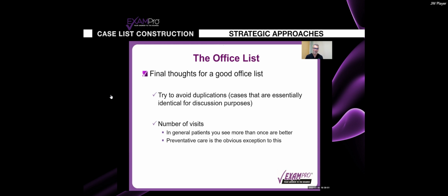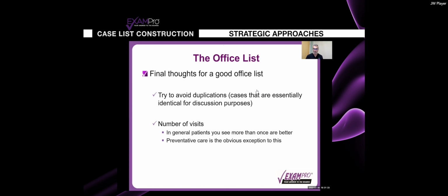And then the last point I'm going to make as I wrap up is the number of visits. In general, patients that you see more than once are better for the office list, because the idea behind the office list is that the patients would be patients you managed or saw over a period of time. That's not always possible. Like when you take a triage visit or an ER visit to put on the office list, you probably won't be the person who sees them the next time. And so again, it's okay. There are cases that have only 1 visit.